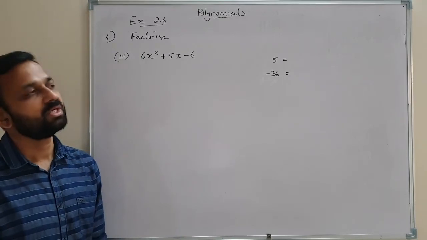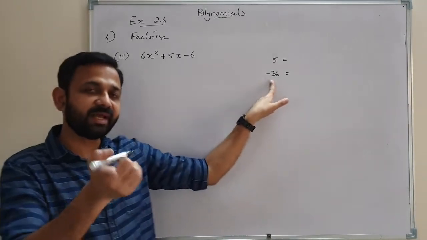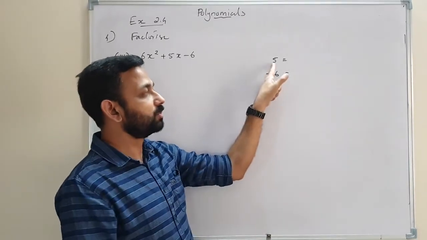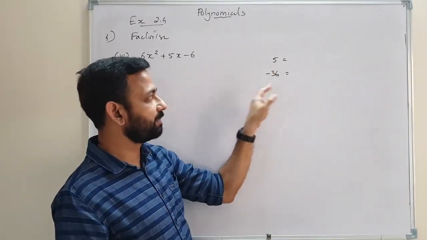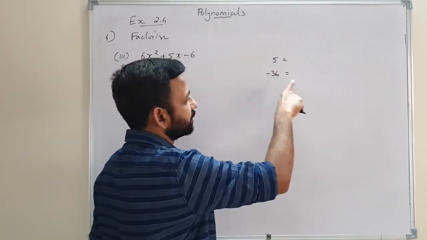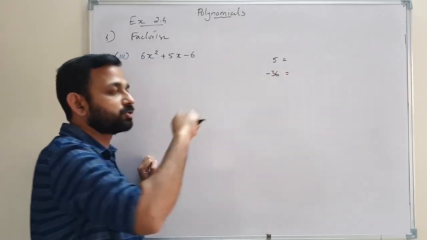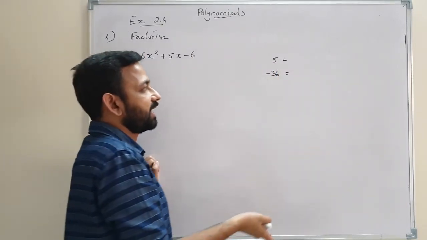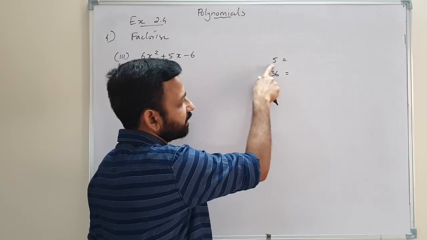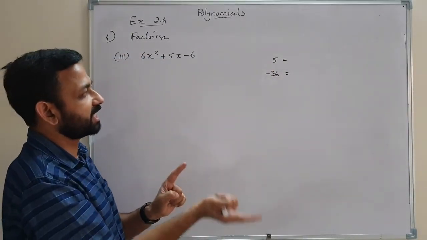If the product is minus 36, then one number is negative and the other one will be positive, because only then their product will be negative. And their sum is 5. That means the bigger number should be positive and the smaller number should be negative. Then only their sum will be 5.